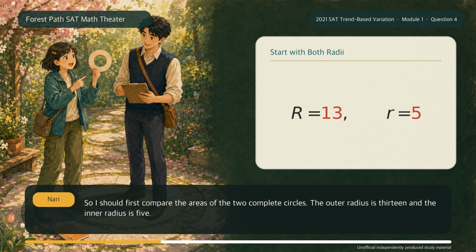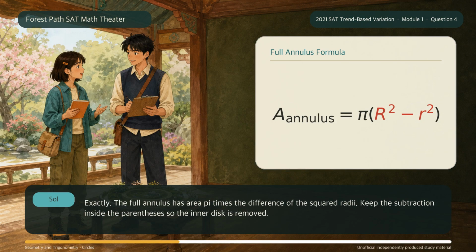So I should first compare the areas of the two complete circles. The outer radius is 13 and the inner radius is 5. Exactly. The full annulus has area pi times the difference of the squared radii. Keep the subtraction inside the parentheses so the inner disk is removed.